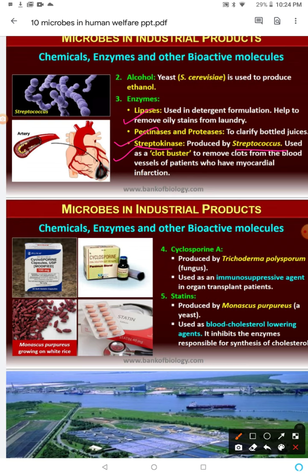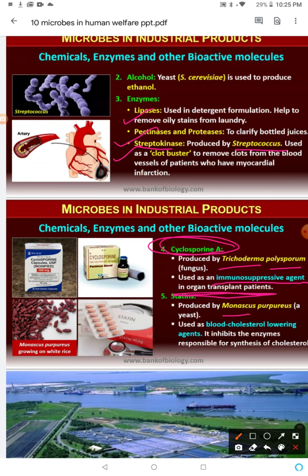Among various chemicals, cyclosporin A is produced by the fungus Trichoderma polysporum and it is used as an immunosuppressive agent in organ transplant patients. To maintain the immunity, this cyclosporin A is used. This is very important. Next one is statins.